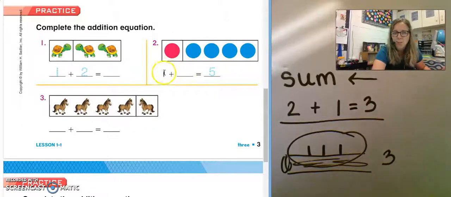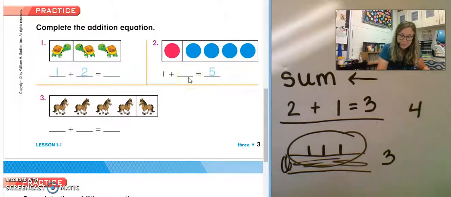But now on this line we have to say, what's the missing number there? We have our 1, which is the red. We have our total, which is the 5, or our sum. So how many blue are there? 1, 2, 3, 4. So on this line you can write the number 4. Nice job.